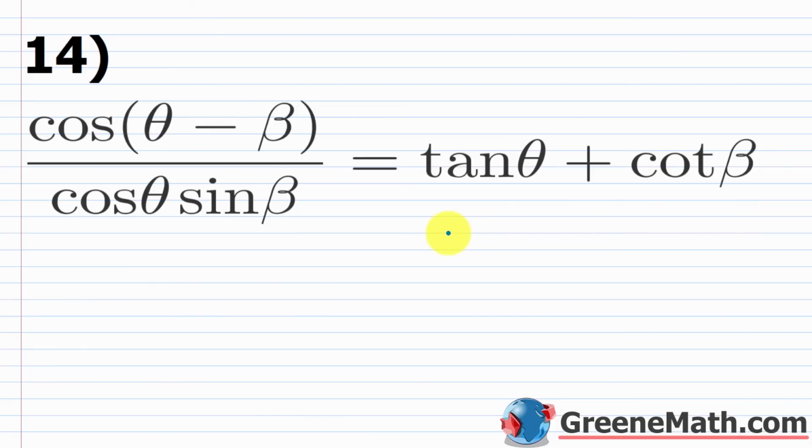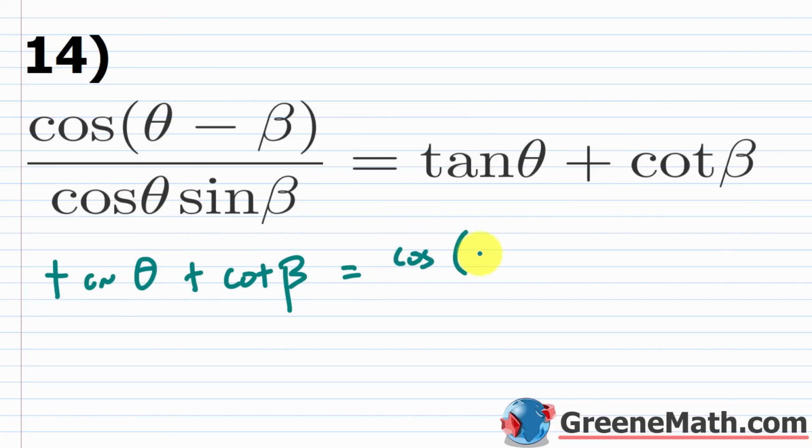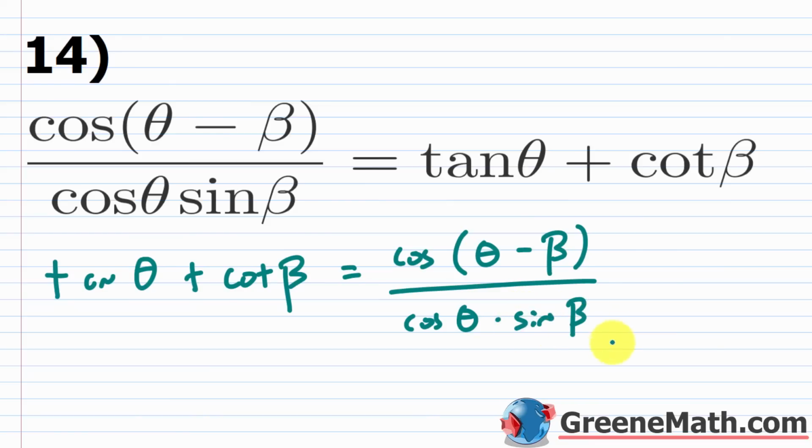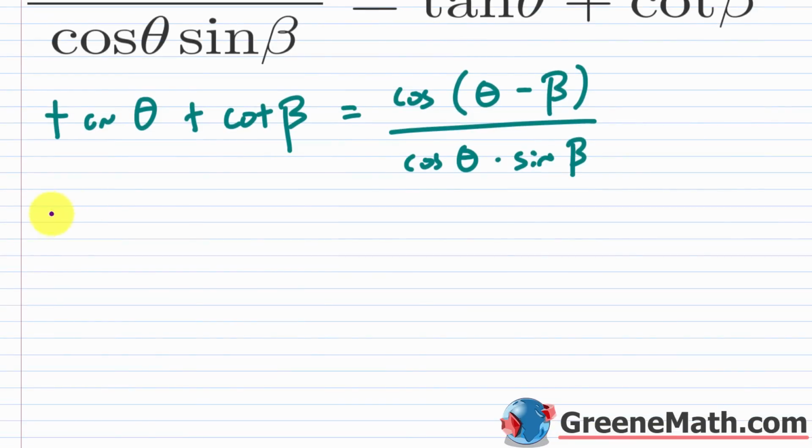All right, for problem 14, we're going to verify this identity. So we have the cosine of theta minus beta over the cosine of theta times the sine of beta. This is equal to the tangent of theta plus the cotangent of beta. So let me actually flip this. This is going to be the simpler side, and this is how I like to format it. So let me put the tangent of theta plus the cotangent of beta. And this is equal to, again, I'm just going to copy this. So the cosine of theta minus beta, and then over the cosine of theta times the sine of beta. Okay, let me come down here a little bit, and I'll put the equals all the way over here.